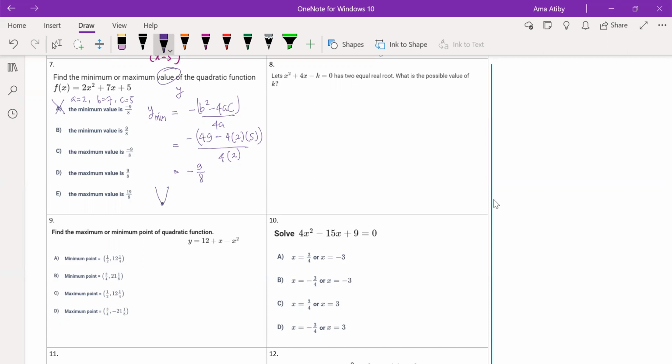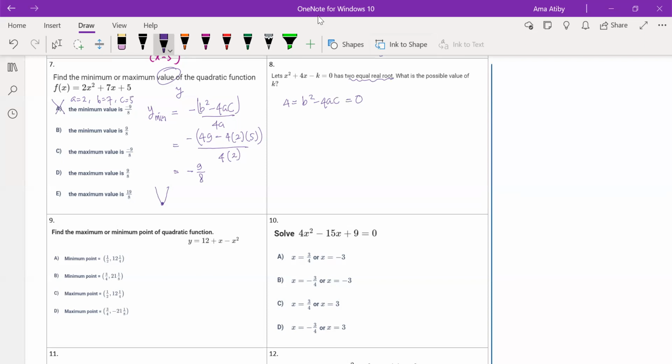Okay, now let's move on to question number 8. Let x squared plus 4x minus k equals 0 have 2 equal roots. When we say 2 equal real roots, it means it's a double root. So the discriminant, b squared minus 4ac, has to be equal to 0. This is the condition for a quadratic to have equal real roots.